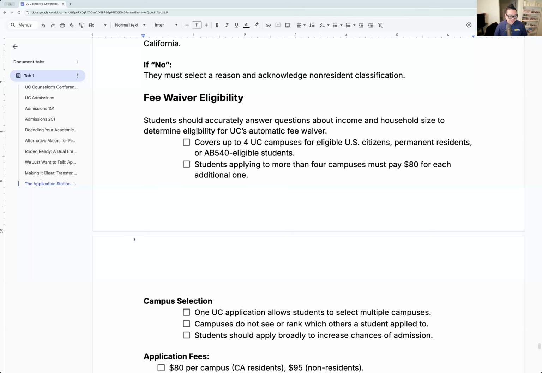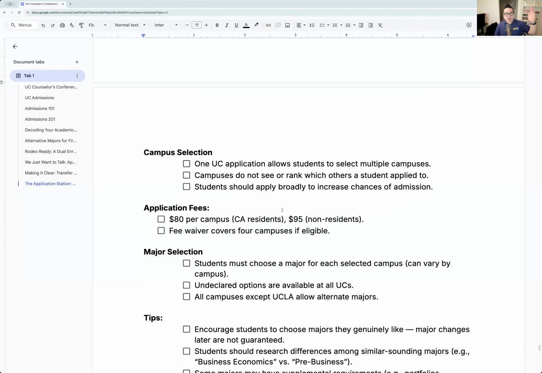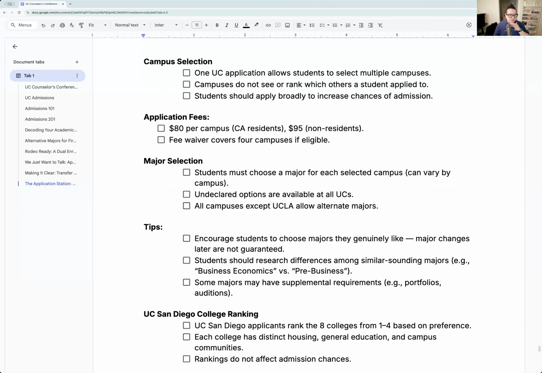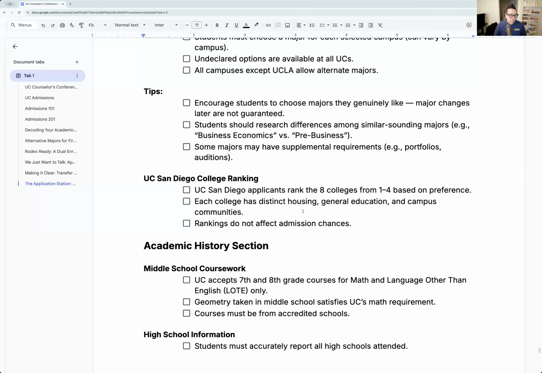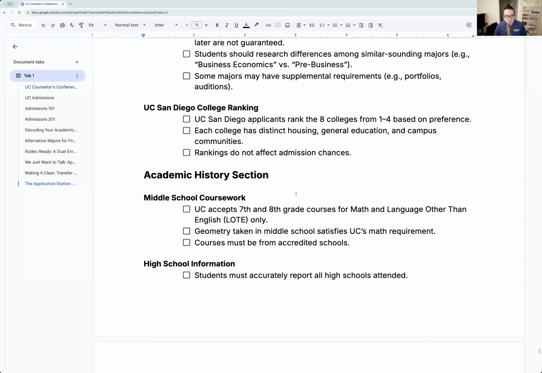So you apply to all the schools here. You can select all the schools. Keep in mind, all 9 UCs use the same application. As a result, do not say, I want to go to X school, because all the schools will see that, right? If you pay per school, it's $80 per UC campus. There are main majors and alternates. The only school without an alternate is UCLA. San Diego has their college ranking system.